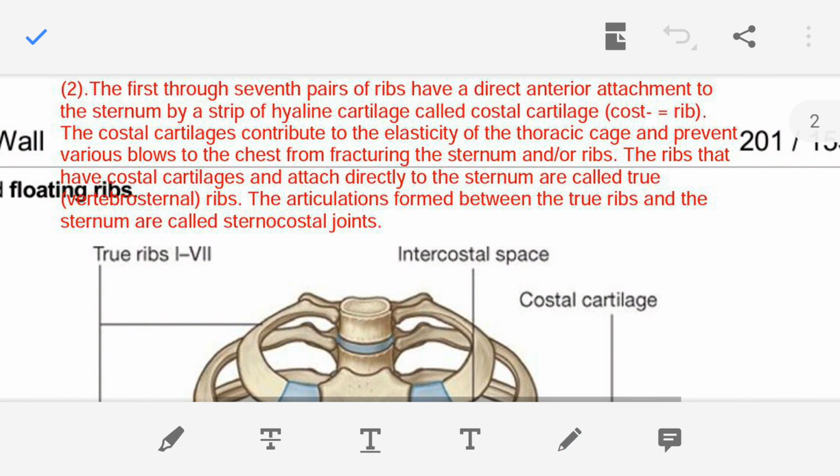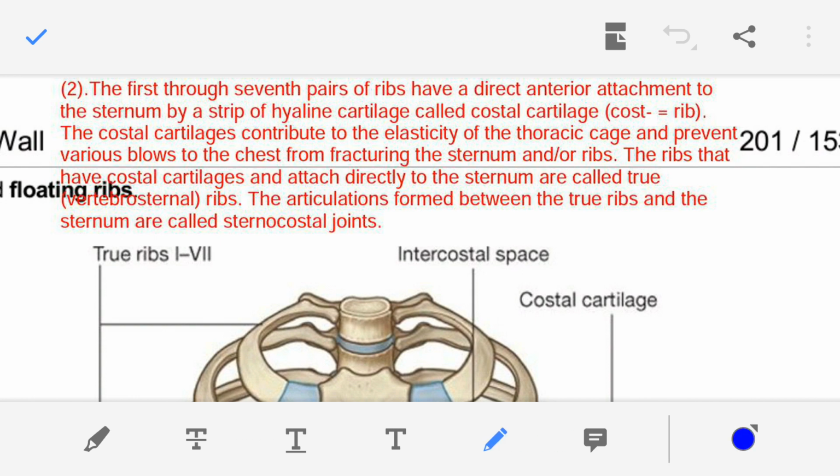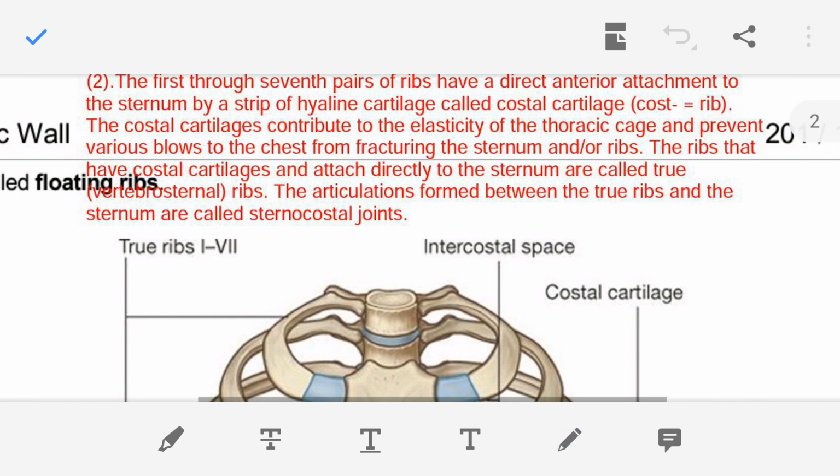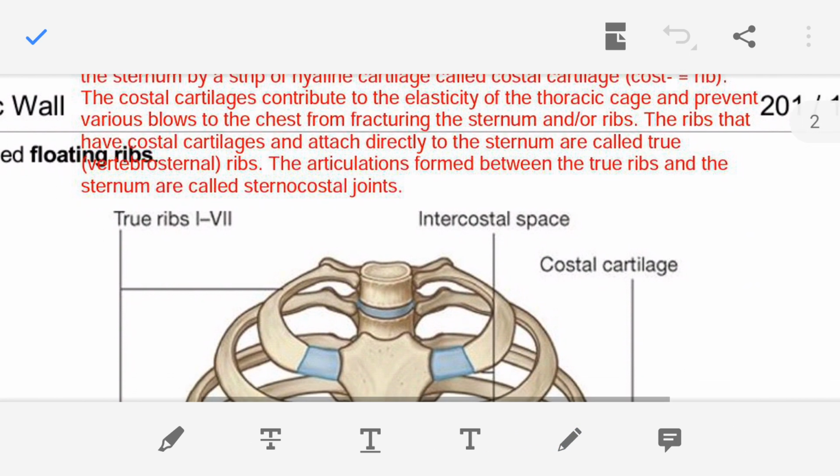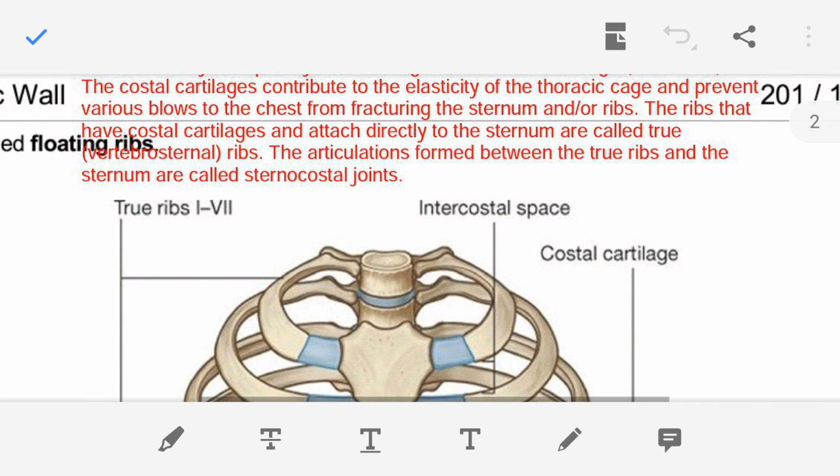Now, true ribs. Now we are going to divide the ribs. We have true ribs, then false ribs, then floating ribs. In total we have 12 pairs, and we are going to divide them into true, false and floating. You have to remember which are the true ribs, which are the false, and which are the floating ribs.